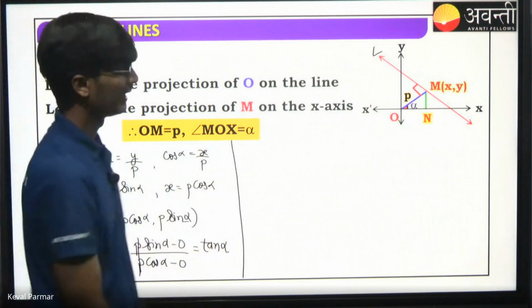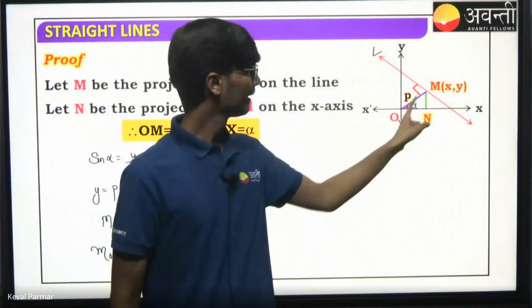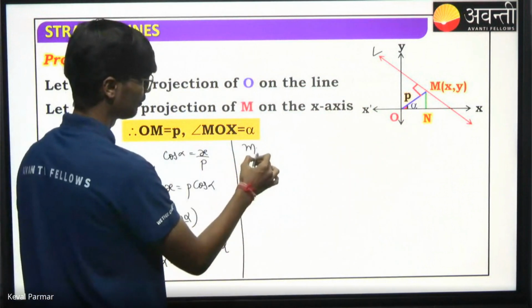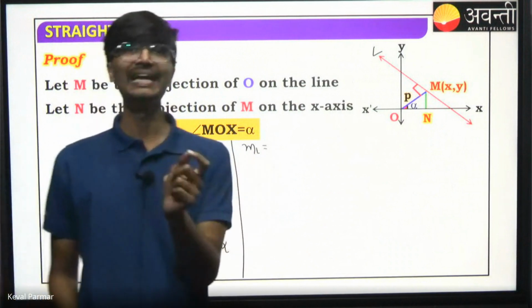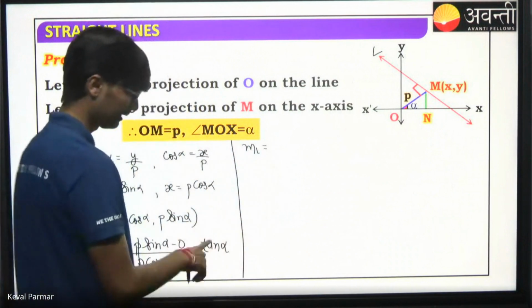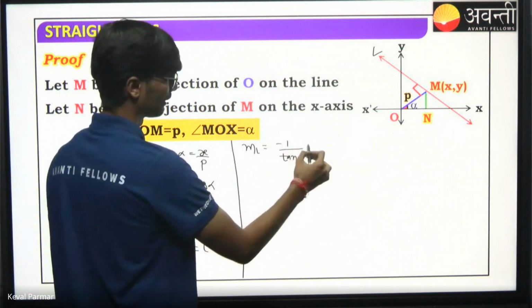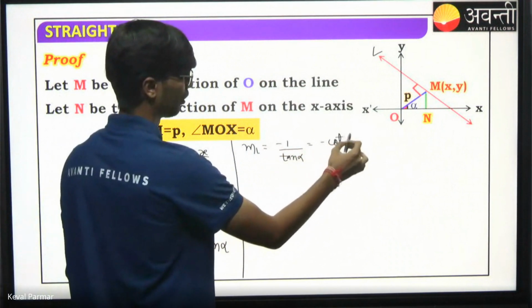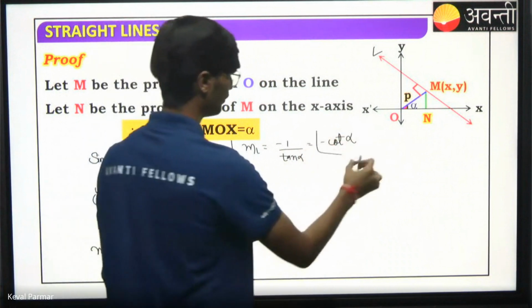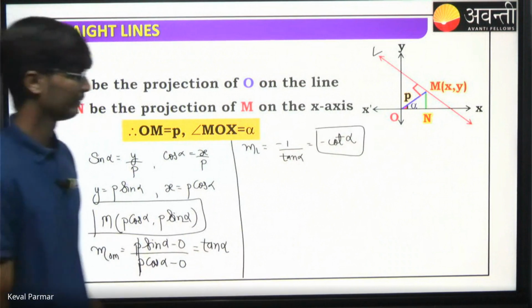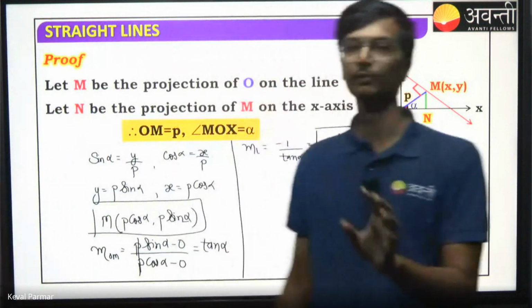Now we know that line L is perpendicular to OM. So if I want to find the slope of line L, it will be the negative reciprocal. If you remember, let's take the reciprocal of this, it will be 1 upon tan alpha, and with a negative sign, which is minus cot alpha. So this is my slope and this is my point. If I use slope point form, I'll get the required equation.